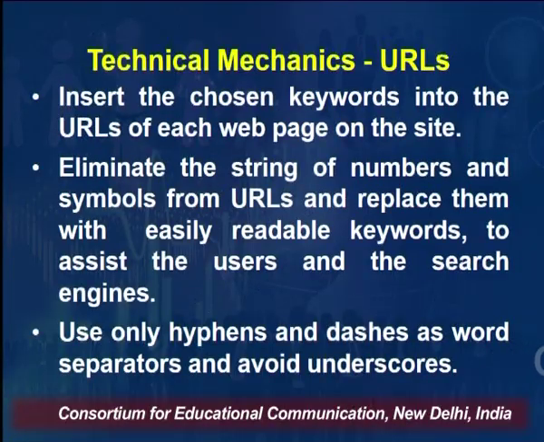Now, they have to be listed in the order in which they are going to appear. Like, you have certain URLs. So, insert the chosen keywords into the URLs of each website. That is going to help you in optimizing the page. Eliminate the string of numbers and symbols from the URLs, and it is always good if you replace them with easily readable keywords to assist the users. Don't make it very complex. So instead of using the string of numbers and symbols, you replace them with easily recognizable and easily readable words.